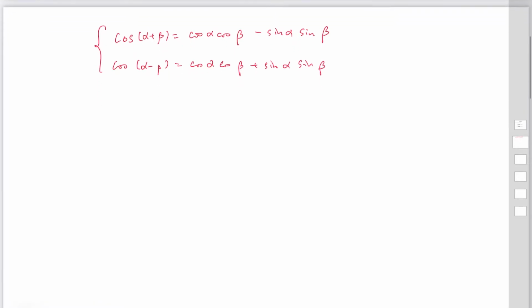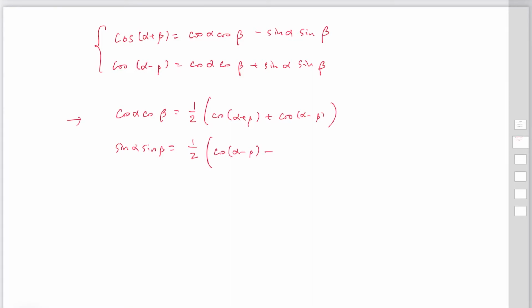We use these two equations to find that cosine alpha cosine beta is expressed as 1 over 2 times cosine(alpha plus beta) plus cosine(alpha minus beta). So if you sum up these two equations, you will get cosine alpha cosine beta. And also you can find that sine alpha sine beta is equal to 1 over 2 times cosine(alpha minus beta) minus cosine(alpha plus beta). So we discovered these two equations.